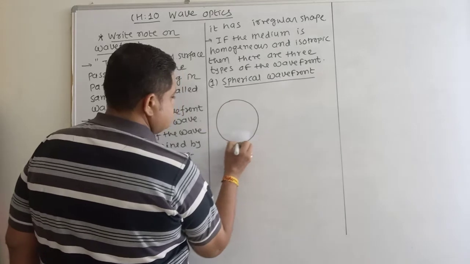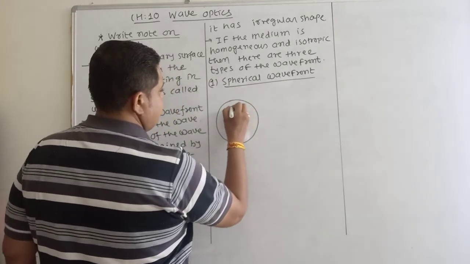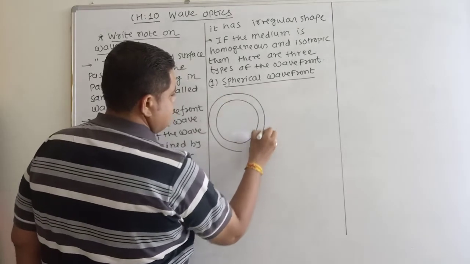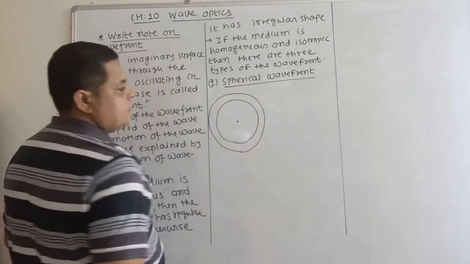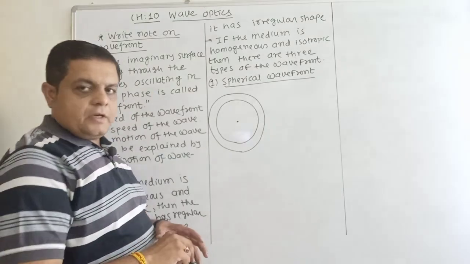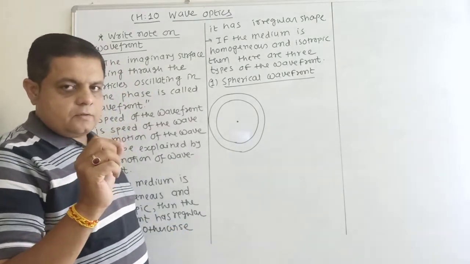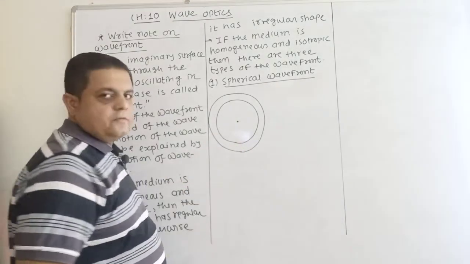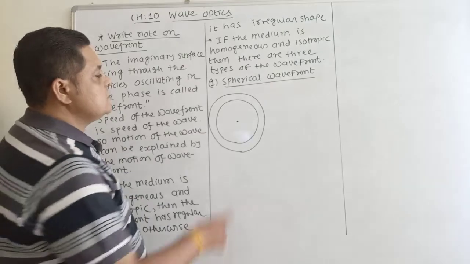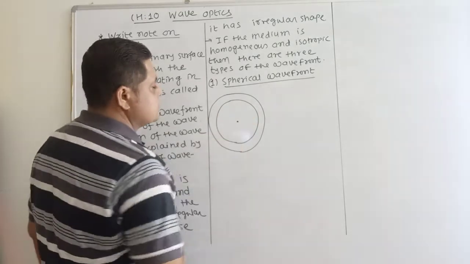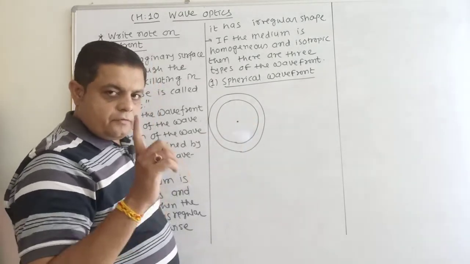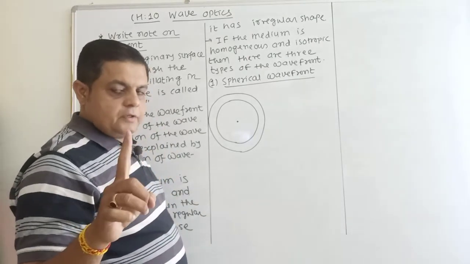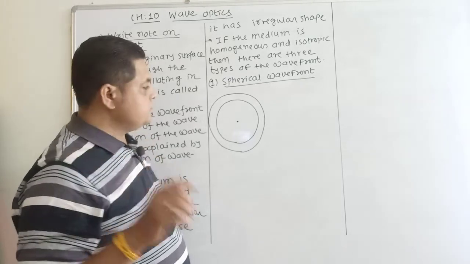If the source is a point-like source and the medium is homogeneous and isotropic, in that case, at any given instant of time, if we consider points at equal distance from the source, the phase must be the same. So the surface passing through them is your wavefront and it is spherical in nature.